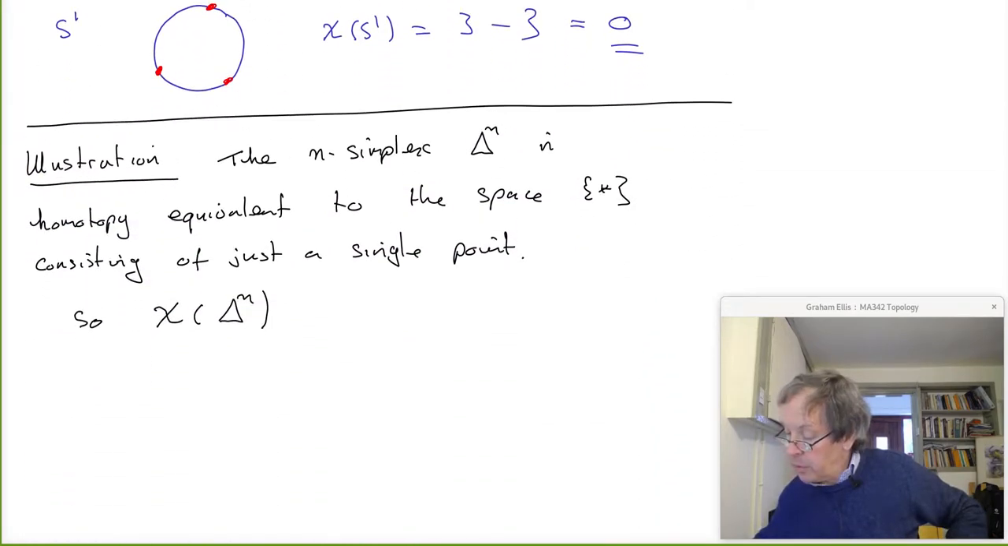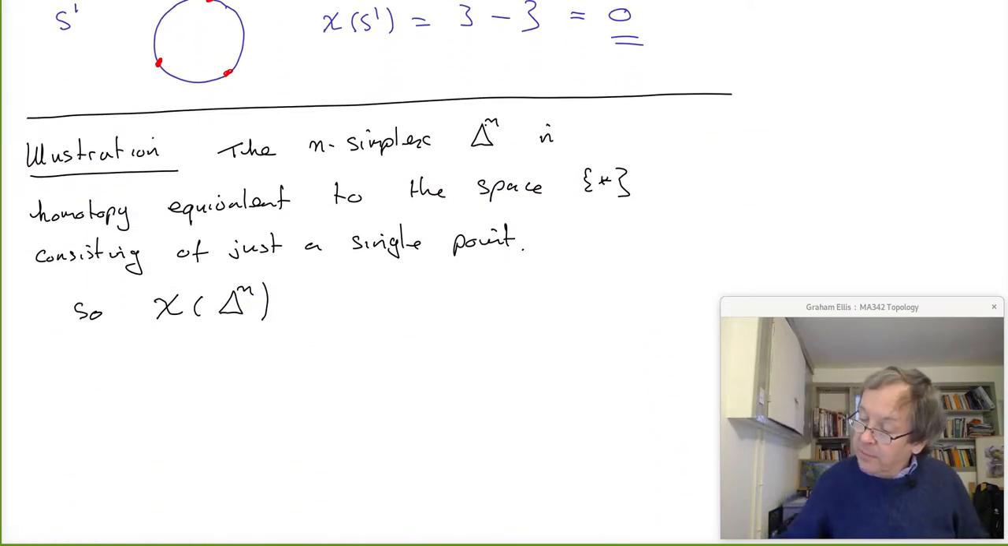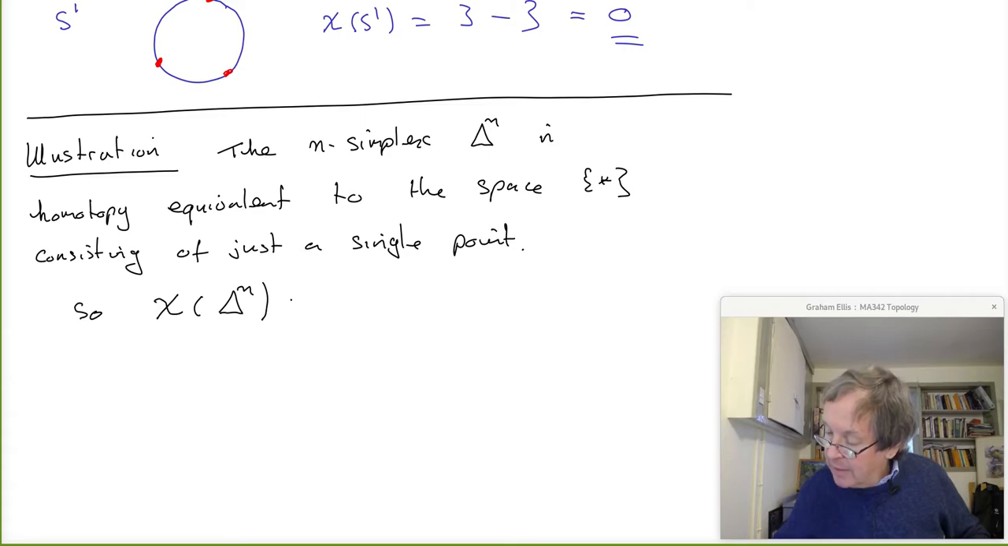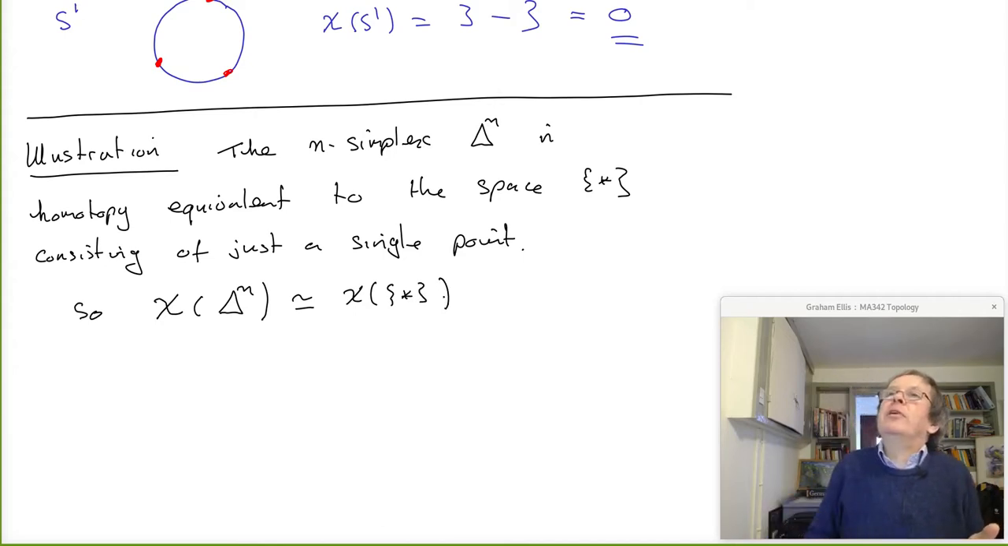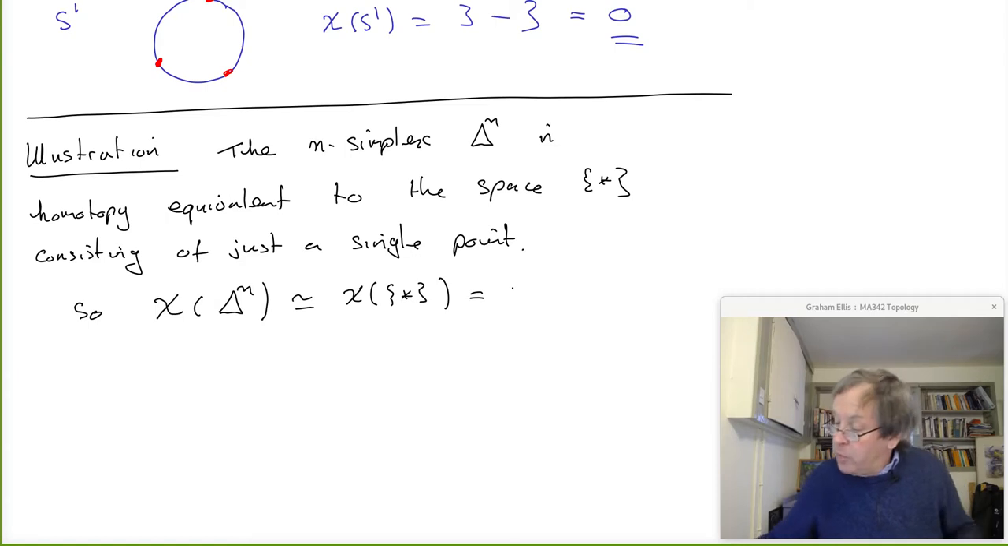If two spaces are homotopy equivalent, and I'm telling you that the N simplex is homotopy equivalent to a point, what's the Euler characteristic of the N simplex? No answers. Close. It's the Euler characteristic of a space with a single point. So I give that space a triangulation involving a point. How many vertices are there? I have a single point, one, minus the number of edges. There's no edges, so it's just one.